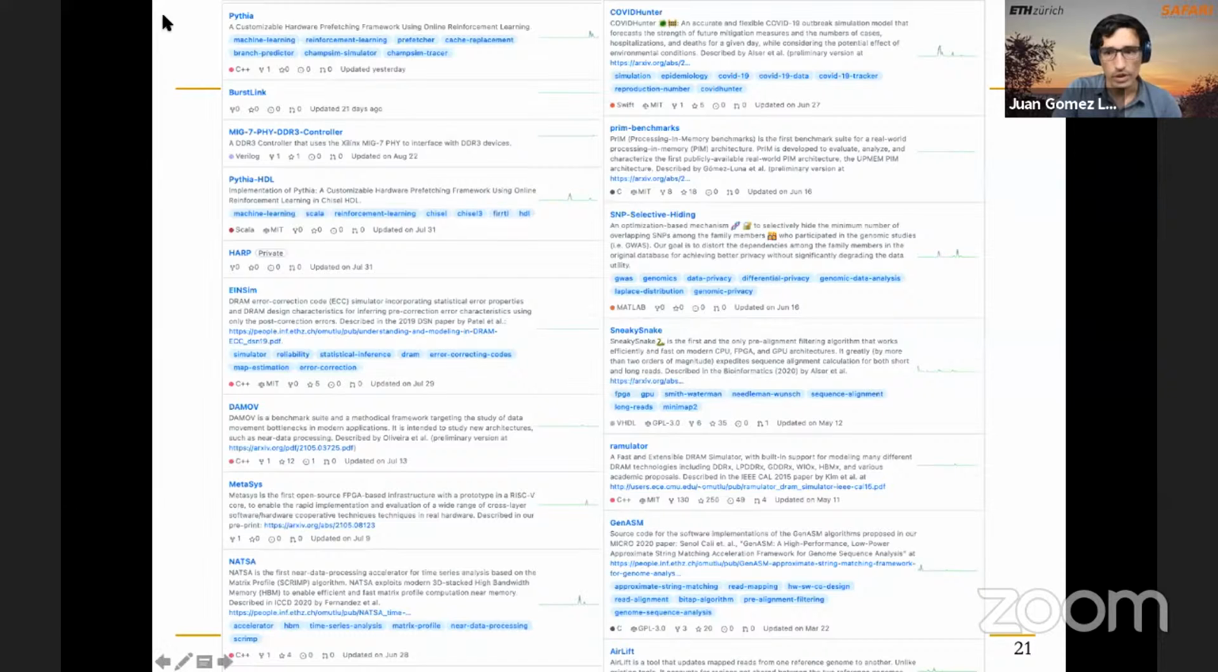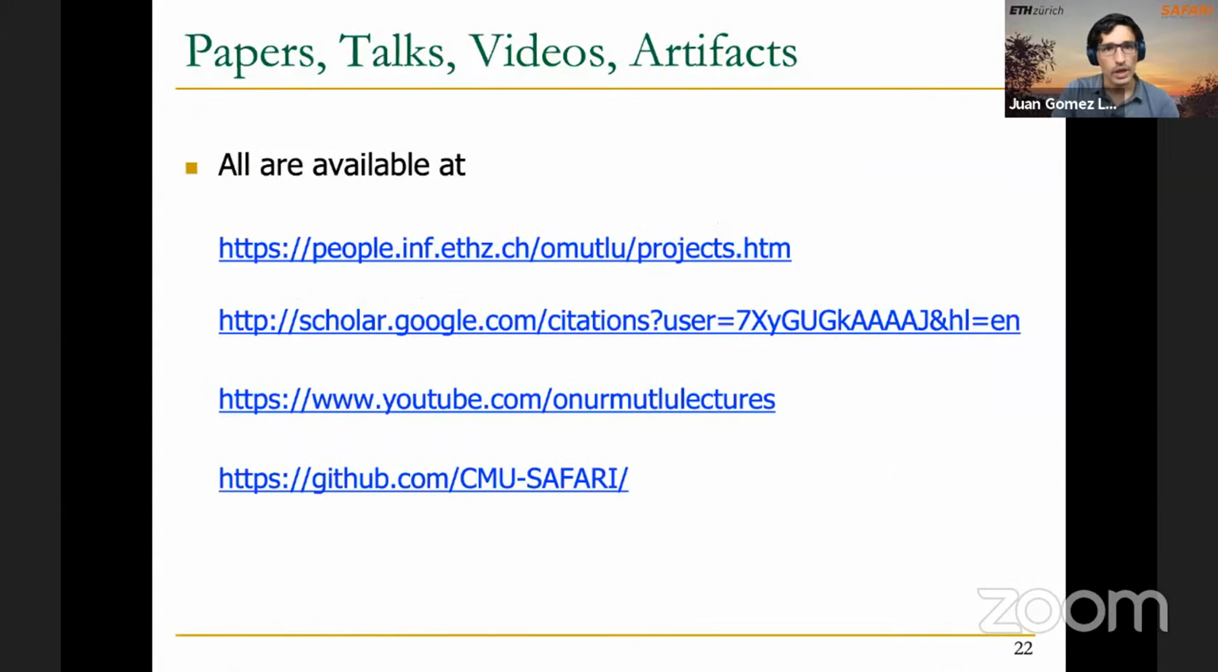Actually, you can see already in this slide a very long list, and I can tell you that most of these are from 2020, the oldest. So imagine the amount of resources that are available in this GitHub. And here you have the different links.